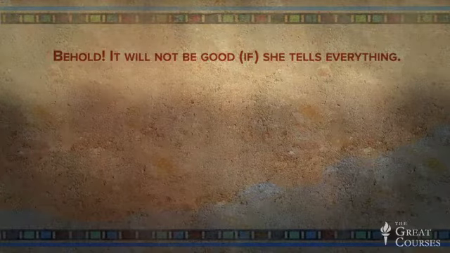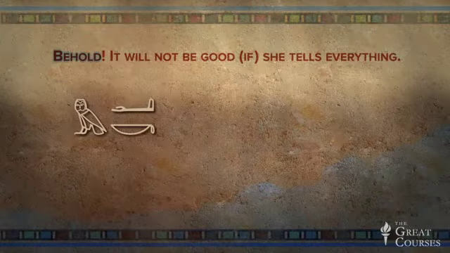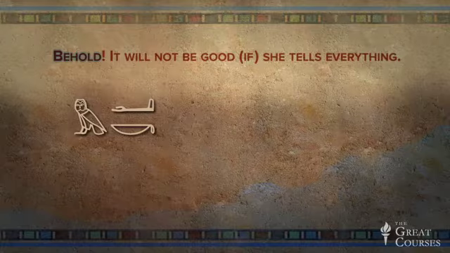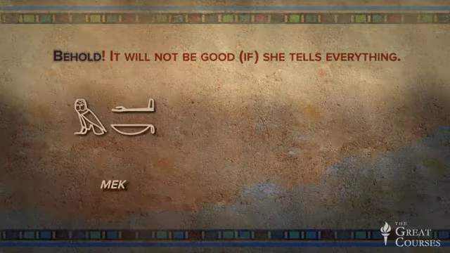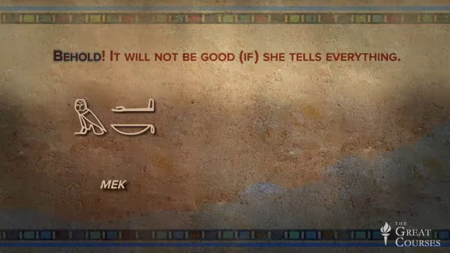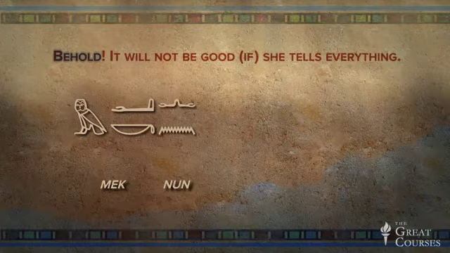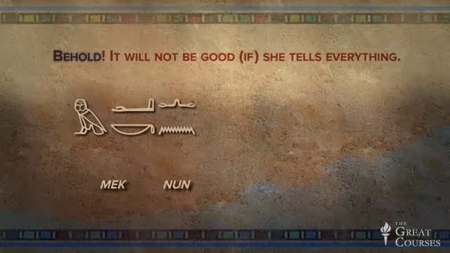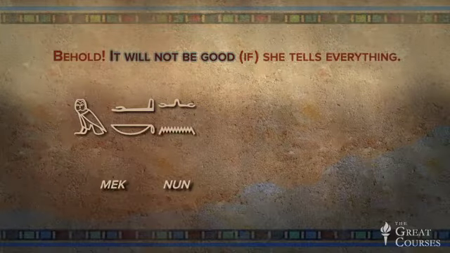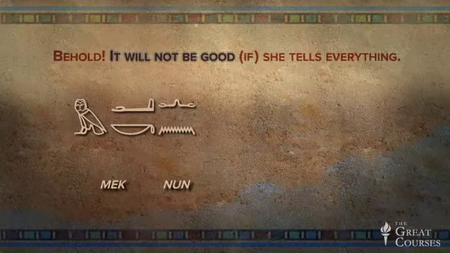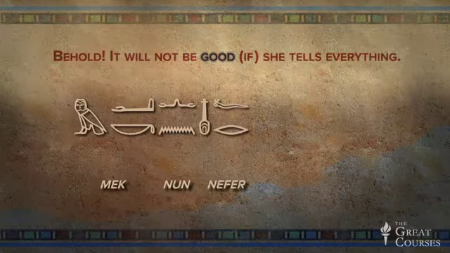Behold, it will not be good if she tells everything. We can start with behold, which for some reason everyone always remembers. Mek. We will see it's future tense, and we remember that we need both negators. So we add the arm and the water sign. Now, it will not be good. We can do that as a predicate adjective by putting nefer, good, up front.